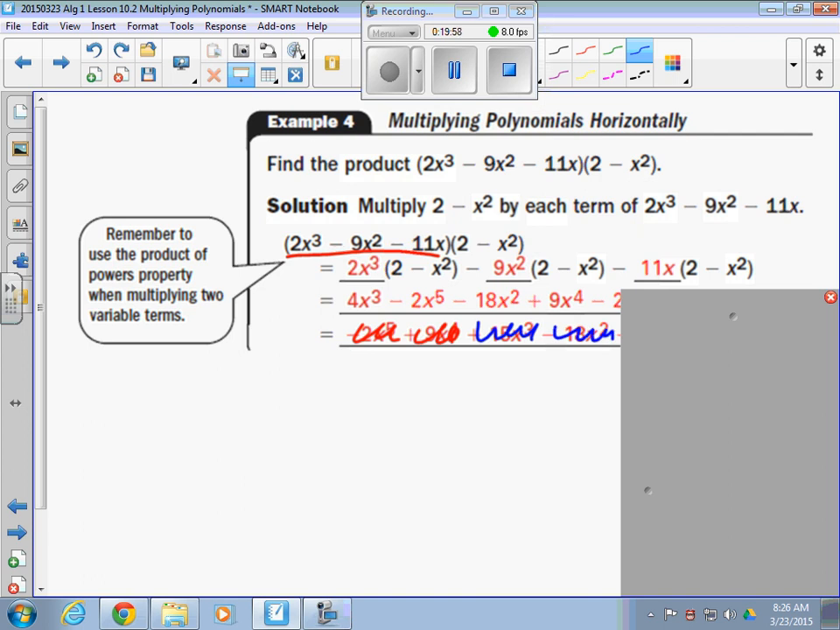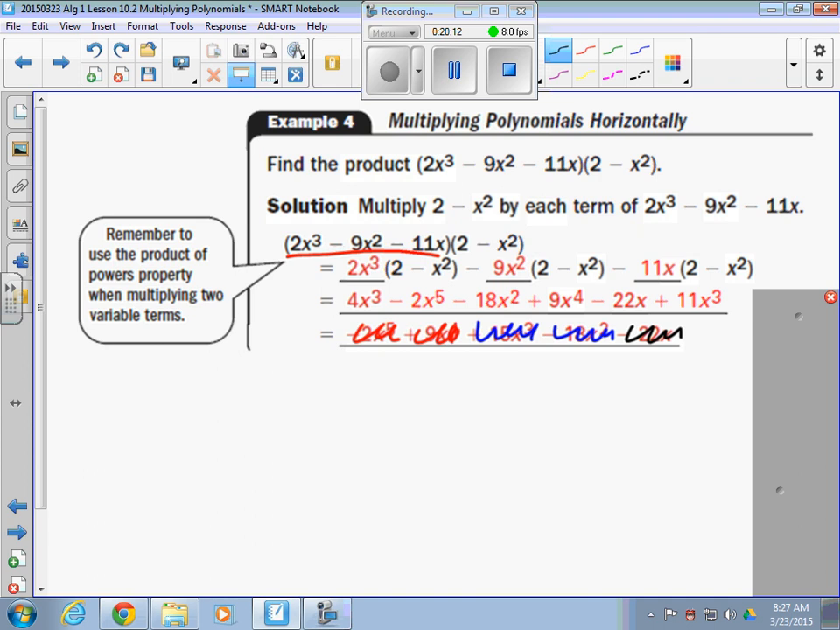The last one multiplies negative 11x times 2, which gives you negative 22x. And then negative 11x times negative x squared: a negative times a negative is a positive 11x, and you add up 1 plus 2 to get x to the third.